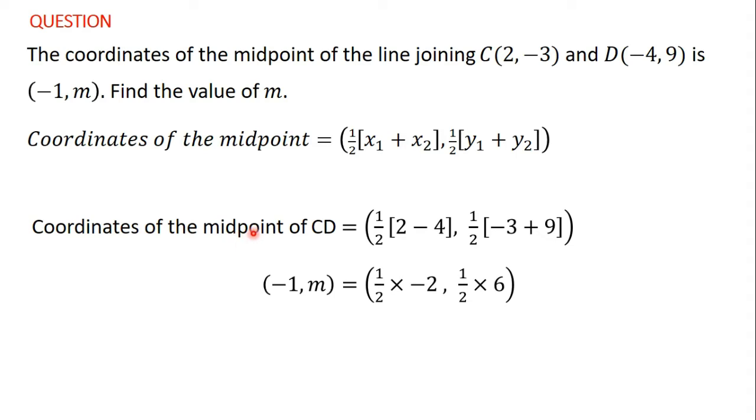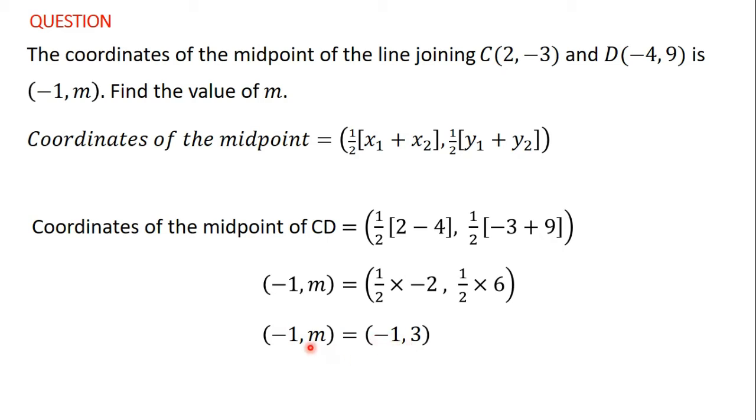Remember that the coordinates of the midpoint of CD is (-1, m). So (-1, m) is equal to half times 2 minus 4 is -2, then half times -3 plus 9. -3 plus 9 is 6. So (-1, m) is equal to half times -2, half times 6. And this will give us (-1, m) is equal to half times -2 is -1 and half times 6 is 3. So (-1, m) is equal to (-1, 3).